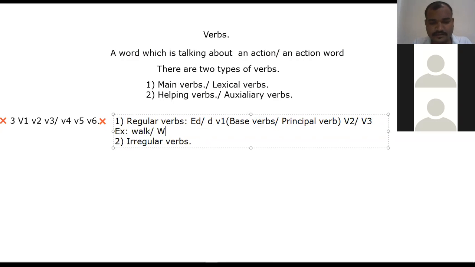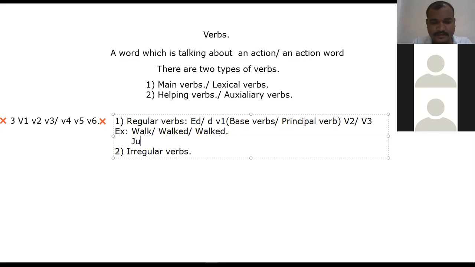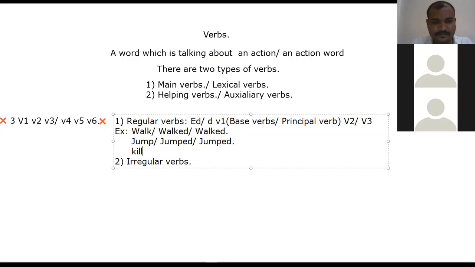Walk, walked. Next, jump, jumped. Kill, killed.